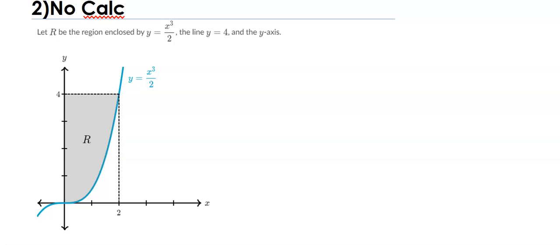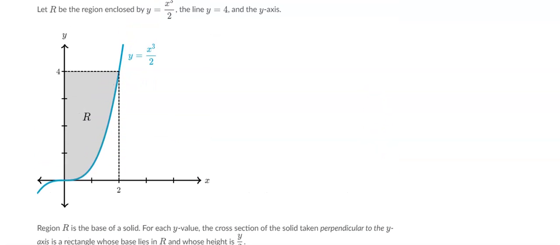Question number 2 is no calculator. It gives us this function, and it asks us to find the volume of the cross-section. Well, find the volume, essentially, taking cross-sections that are perpendicular to the y-axis.